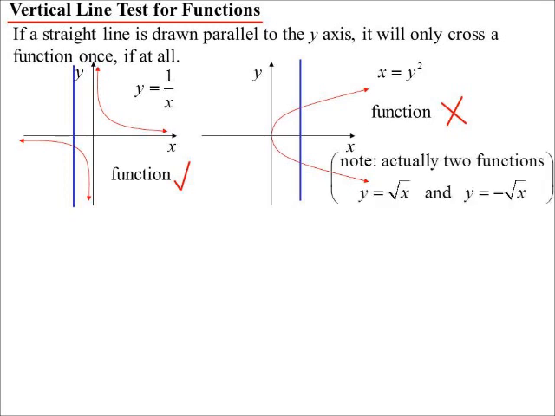So the top half of the parabola would be y equals the positive square root of x, that's a function. And the bottom half is y equals the negative square root of x, that's also a function. But when we combine the two together to get x equals y squared, that's no longer a function because I can get two possible values for y.